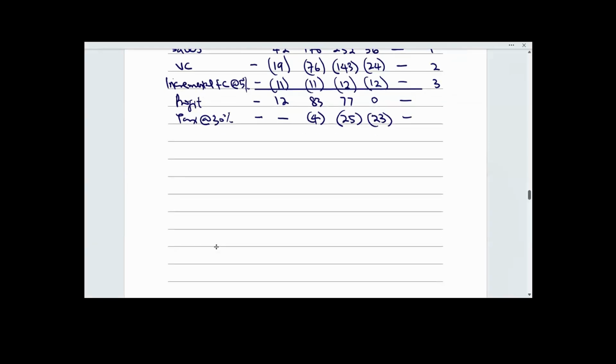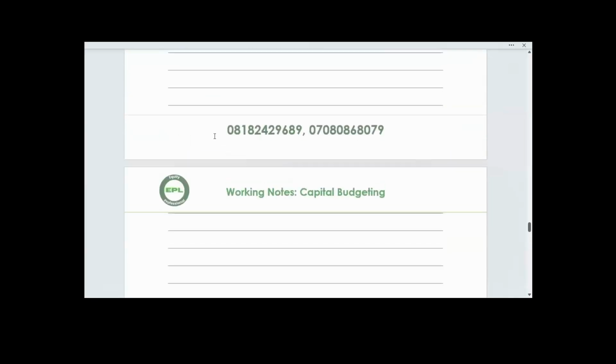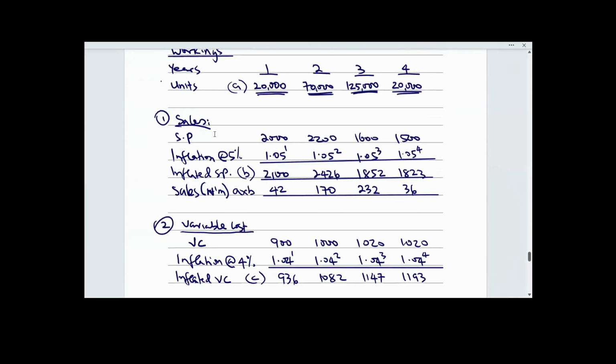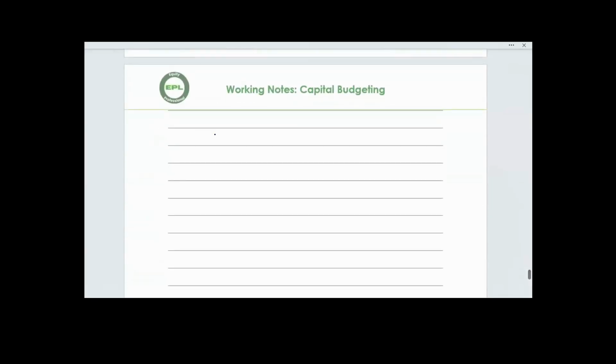Then after tax, I need to calculate tax saved on capital allowance. So I will say tax saved on capital allowance. So let's go and calculate our capital allowance. Working number 4. You see the way we are taking it step by step. That's what is expected of you. Number 4, I want to calculate tax saved on capital allowance.